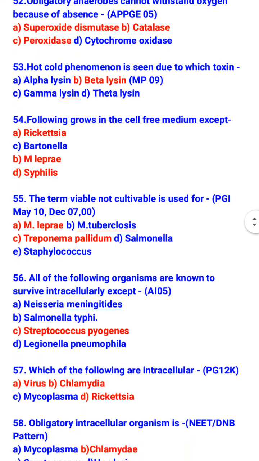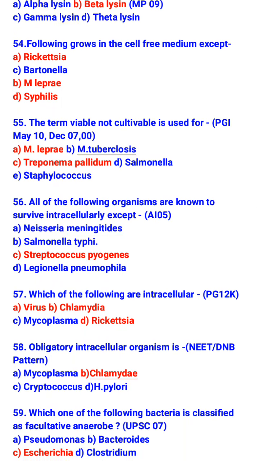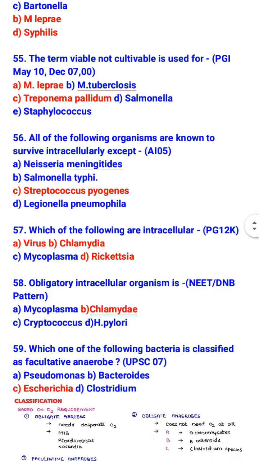The term viable not cultivable is used for Mycobacterium lepra, Treponema pallidum. All of the following organisms are known to survive intracellularly except Streptococcus pyogenes. So which organisms can survive intracellularly? Neisseria meningitidis, Salmonella typhi and Legionella pneumophila.